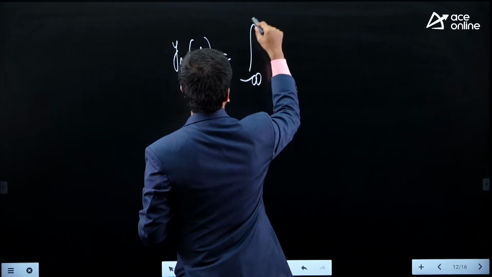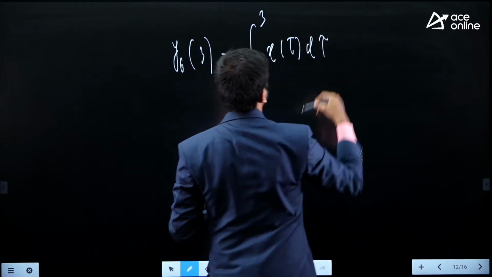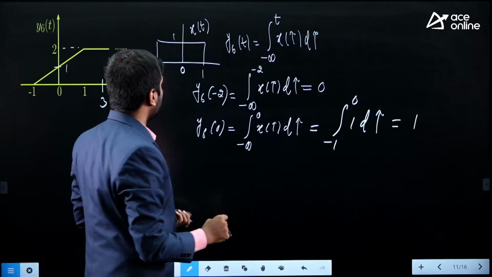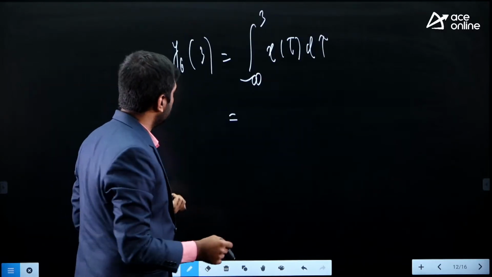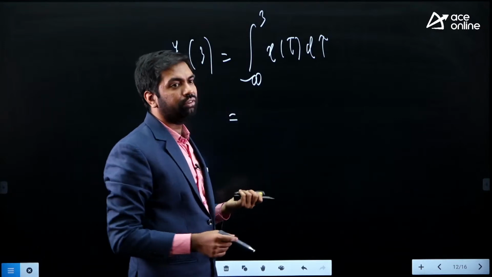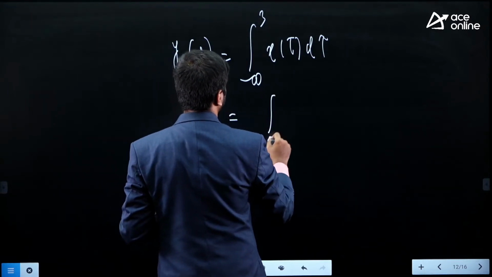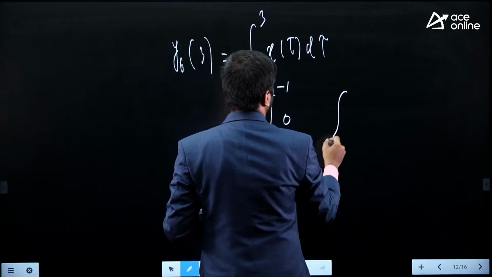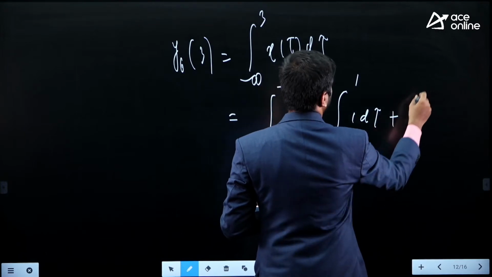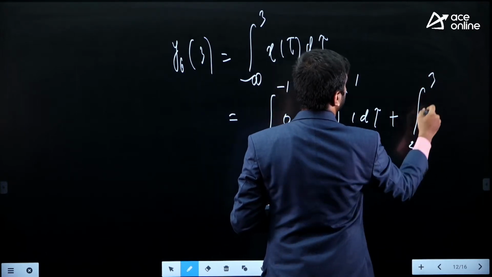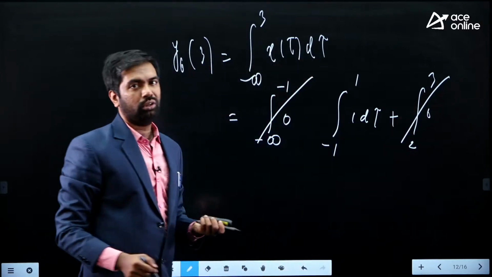Minus infinity to 3 x of tau d tau. Now you observe x of tau, or x of t, is only from minus 1 to 1, right? So there is no need to integrate from minus infinity to 3. So you just change these limits. Even you can write like this: minus infinity to minus 1, it's 0, minus 1 to 1, it's 1, and then from 2 to 3, it's 0. So no need, just integrate from minus 1 to 1.